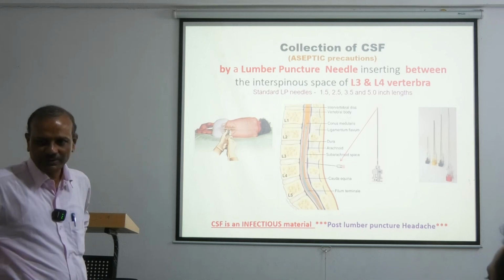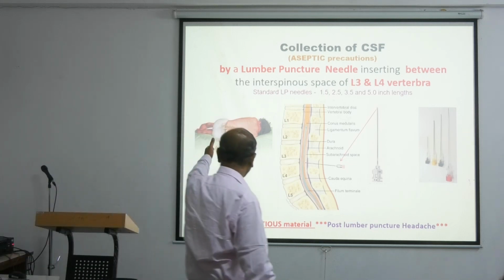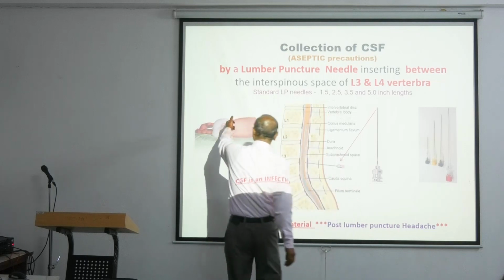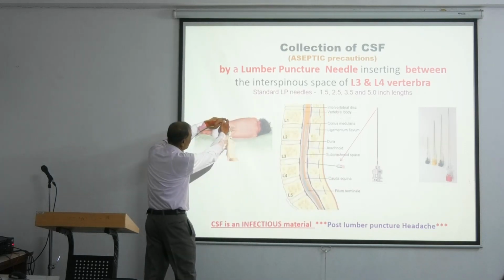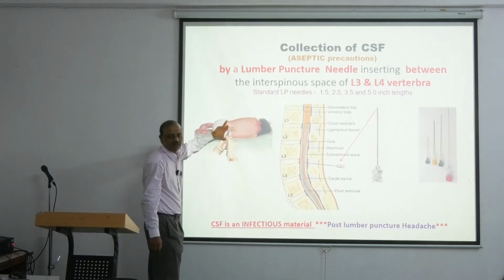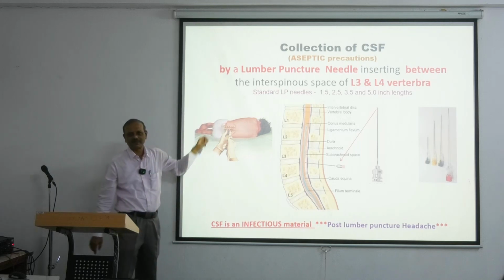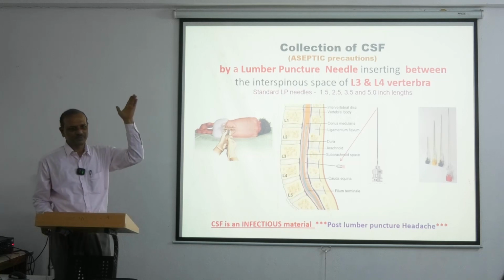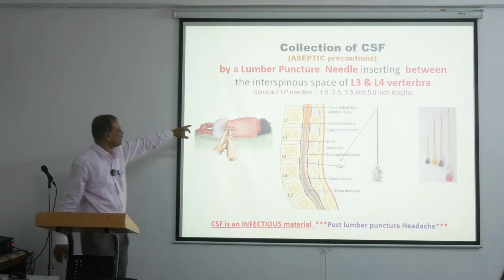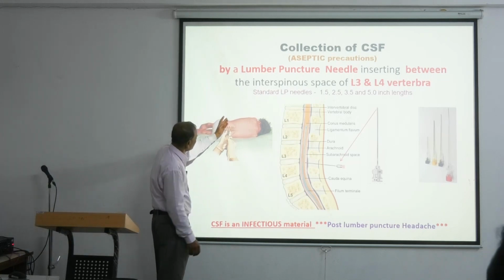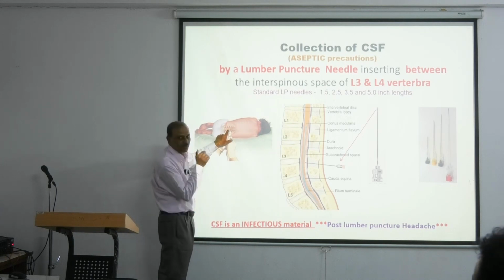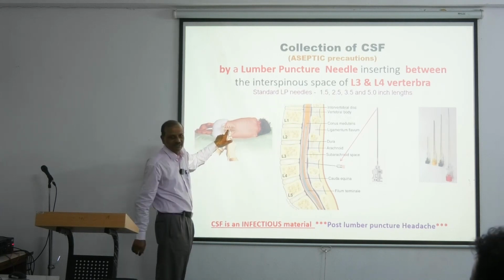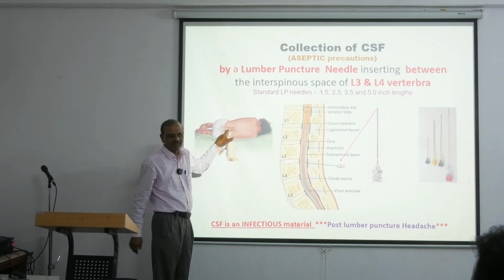So, on the highest point of the iliac crest, put a hand like this. Here is the highest point of the iliac crest. Make a perpendicular line, and that will intersect between the L3 and L4. Then you try to identify that gap. That gap is basically L3 and L4.